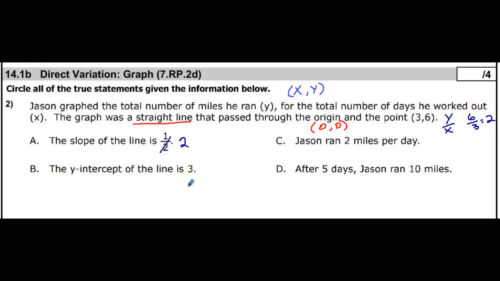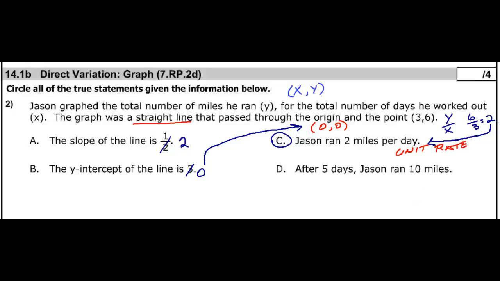The y-intercept of the line is 3. Well, that's also false. We know that the y-intercept is 0 because the line goes through the origin. Letter C, Jason ran 2 miles per day. Well, yes, that's true. And this tells us right here that it's true. So that's a true statement. And that's a unit rate. So write that in if you haven't already. We did that when we went over the test together. But this is a unit rate.